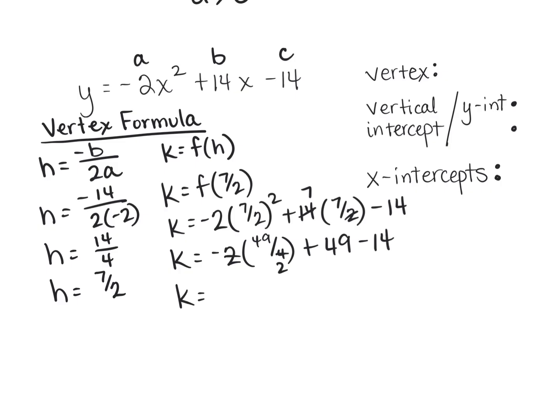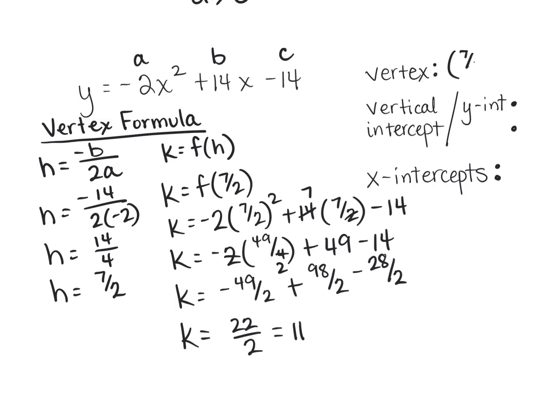So this one is going to give me negative 49 halves plus 98 halves minus 28 halves. All I did there was get a common denominator, then we're able to subtract or add. So we have negative 49 plus 98, and then I subtract 28. So this is going to give me 22 over 2, which gives me the number 11. So the vertex up here is going to be the ordered pair (h, k), which is (7 halves, 11).